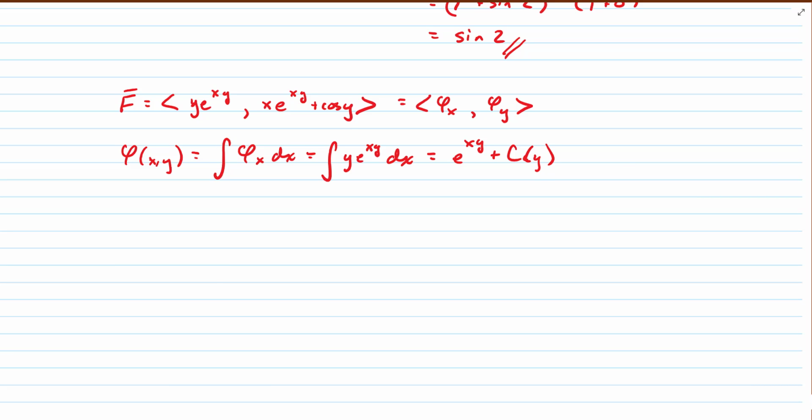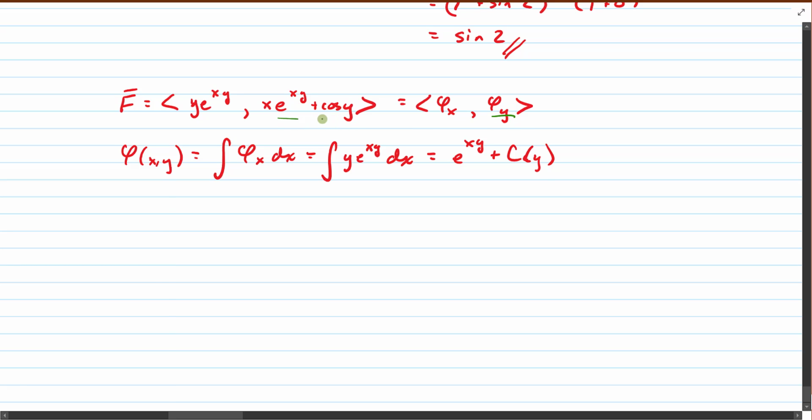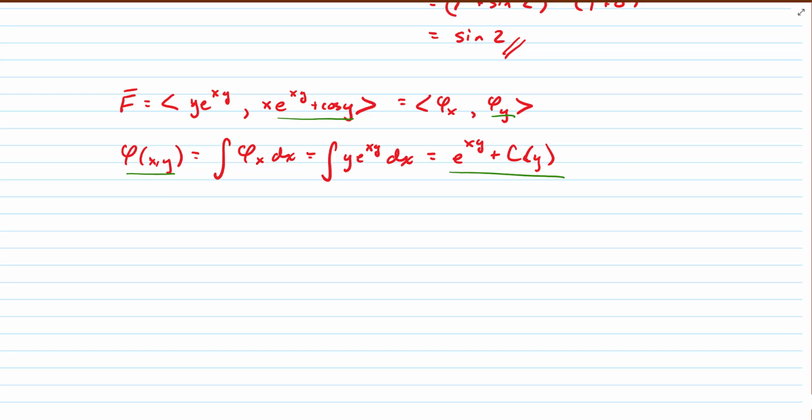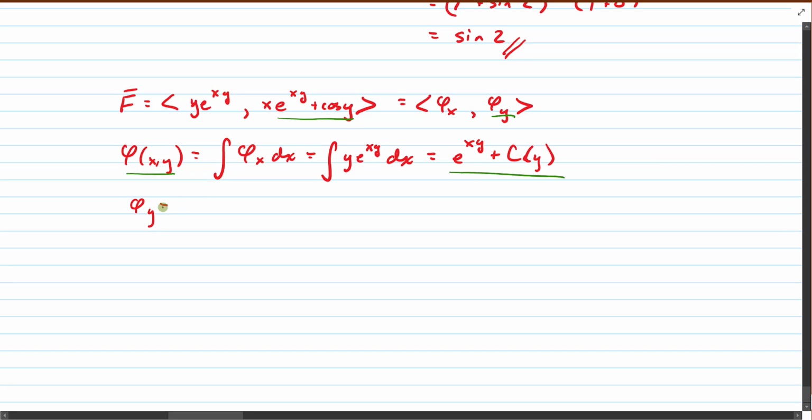Remember that as far as x is concerned, c of y is a constant, but it may be a function in its own right, and in this case it is. So the next thing to do is to remind ourselves that phi sub y needs to be equal to this expression. But we just said that phi was this, and so if we compute phi sub y using this formulation underlined in green, we would get x e to the xy plus c prime of y.